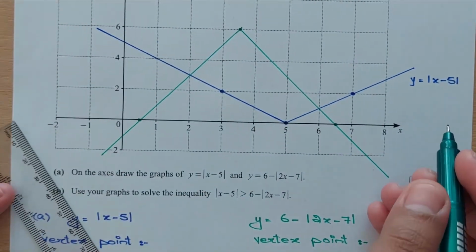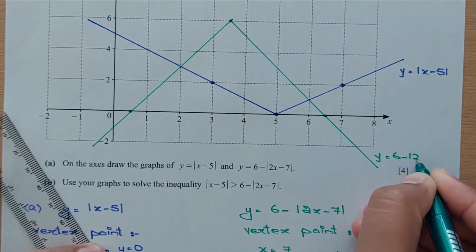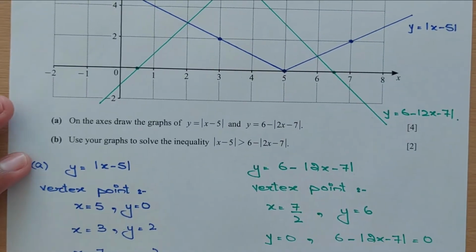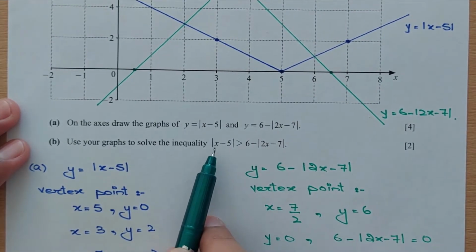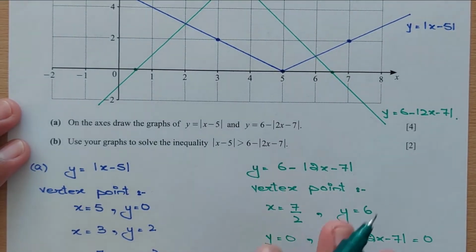Okay, so this green one is the graph for the function y equals 6 minus the absolute value of 2x minus 7. Right. Now for the B part, use your graph to solve the inequality when this function, the blue one, is greater than the green one.